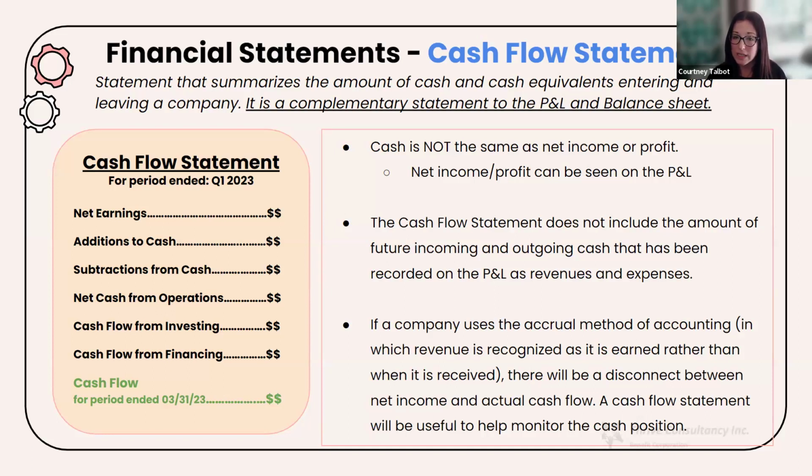But it sort of makes sense that they're not the same because they're seen on two different financial statements. Cash, if you recall, is an asset. It shows up on the balance sheet under our assets. But on the profit and loss statement or the income statement, we see net income. So two separate things, okay?